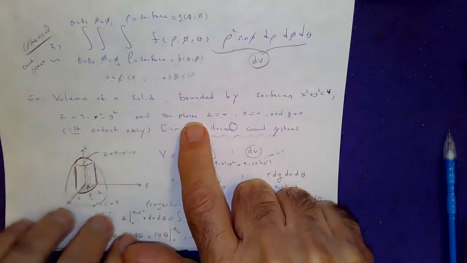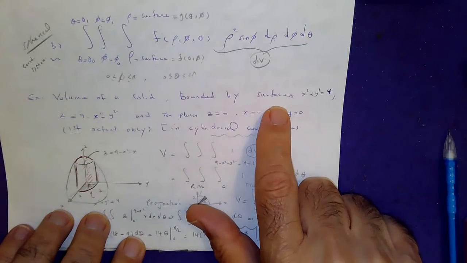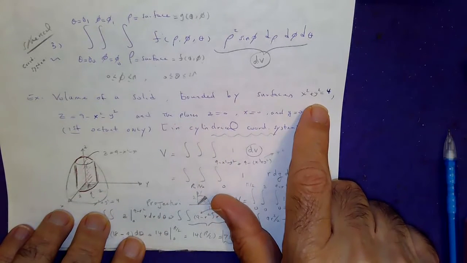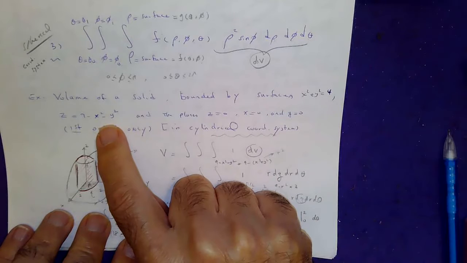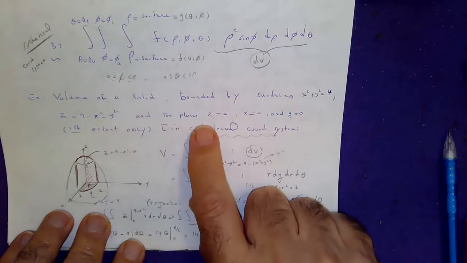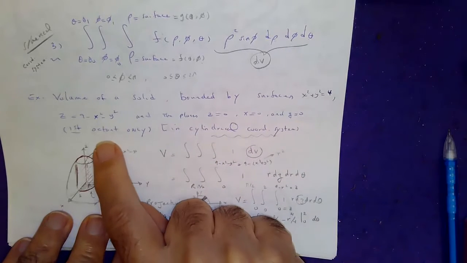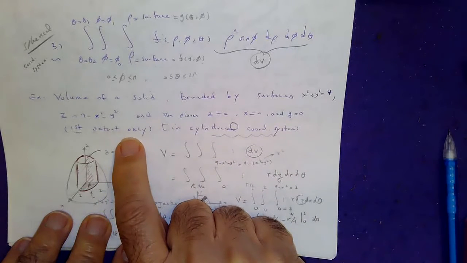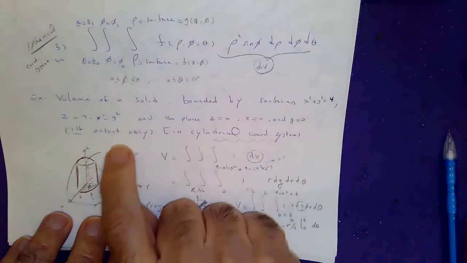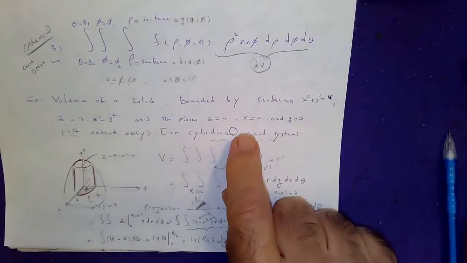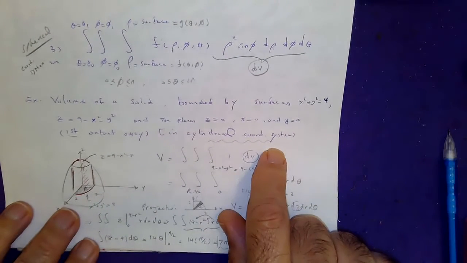Suppose you'd like to find the volume of a solid which is bounded by a cylinder and this circular paraboloid which opens upside down, and the planes z equal to 0, x equal to 0, y equal to 0. So in other words, you are in the first octant only, and they want you to find the volume in the first octant. And they want you to use cylindrical coordinates.